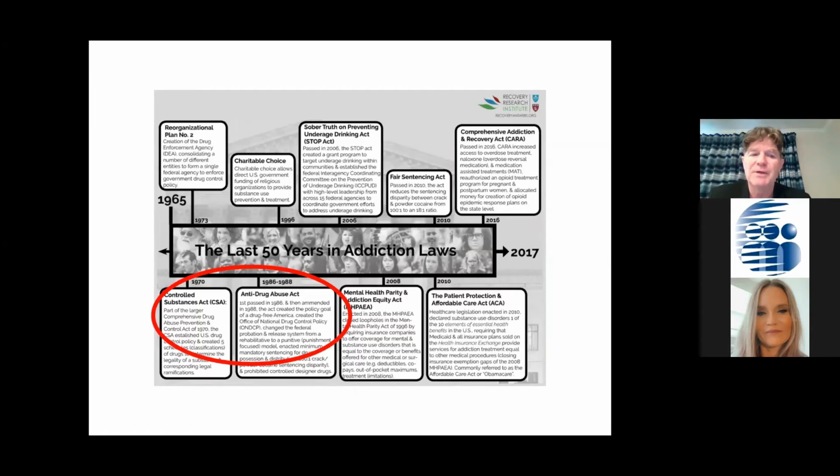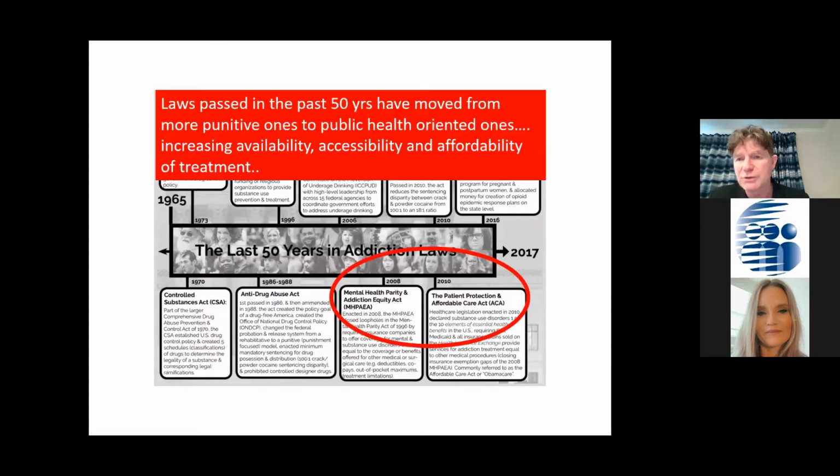Contrast the laws that were passed early on in the 70s and 80s, most notably the Anti-Drug Abuse Act, which had this enormous disparity in sentencing guidelines, mandatory minimum sentences at a ratio of 100 to 1, for example, with crack cocaine versus powder cocaine. And there was a tough on crime, tough on drugs approach in the 70s and 80s. This has shifted, of course.